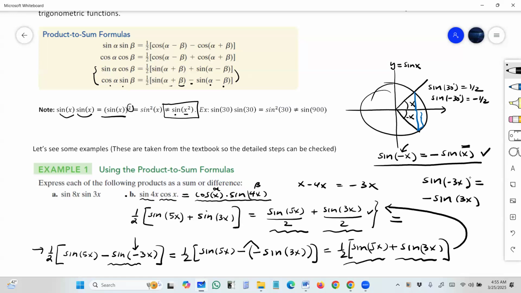Okay, so these are product to sum formulas, and they are primarily used to simplify expressions, solve equations, evaluate trigonometric functions, and in more advanced calculus problems to simplify the integration. Okay, so in the next video, we'll do the sum to product formulas to do the reverse.